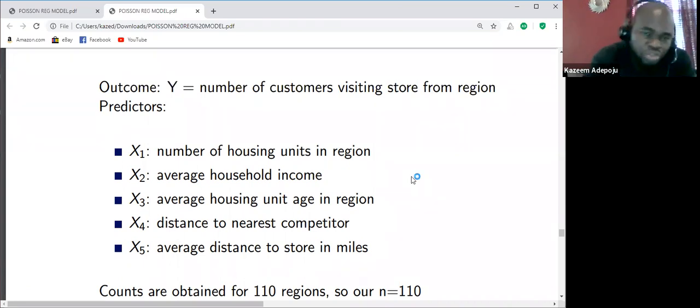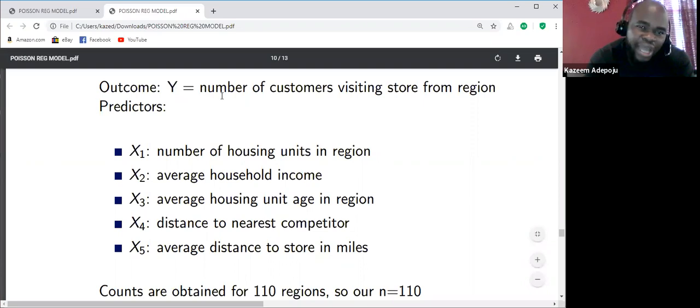Some of you may be wondering, why is it that I can't use a multiple linear regression model for this data? Because this is a count. Okay, this is a count.